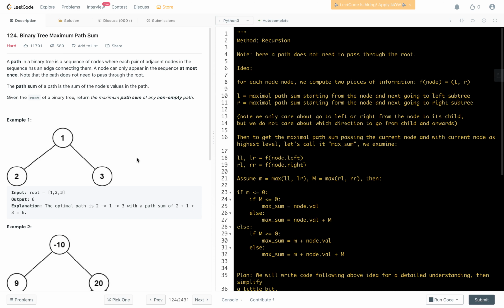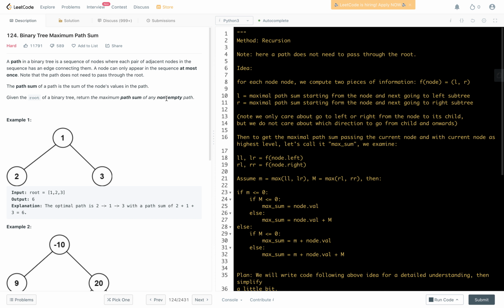Let's have a look at a classic problem. Problem 124, binary tree maximum path sum. In this video, we are going to share a solution based on recursion. First, I'll read through the statement to digest the requirement, and then we do the analysis and share the code, and finally we simplify a little bit the code.